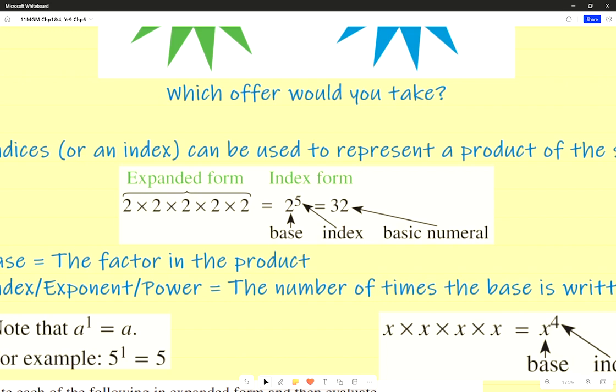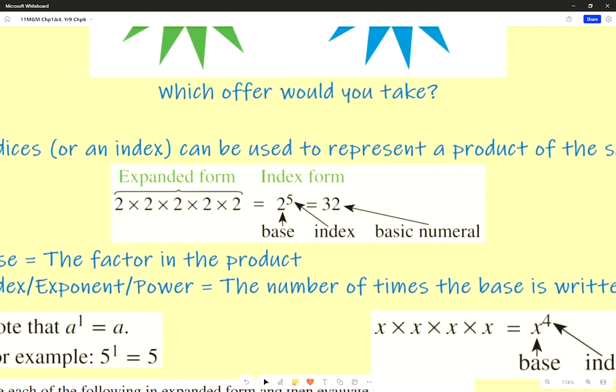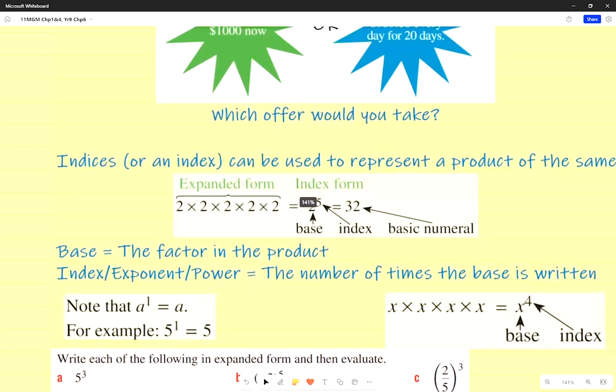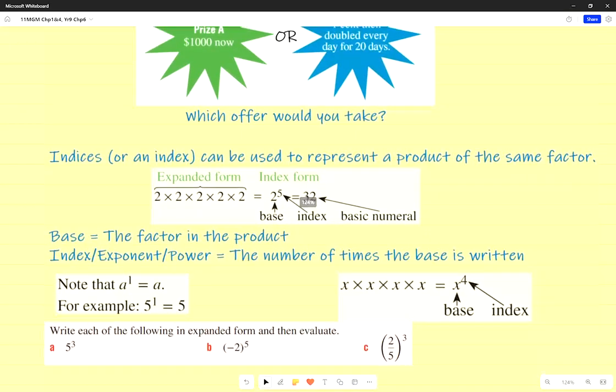That's pretty straightforward. So, as a formal definition, not that I need you to write it down, but indices, which is the plural, or index, can be used to represent a product of the same factor. That's just a formal term. You don't have to write that down. The base is the factor. Like I said, the base is just the number there. And then there's 3 different words for some reason, but you'll probably be more familiar with this one right there. Exponent, index, power, they all mean the same thing. Power of, yeah?